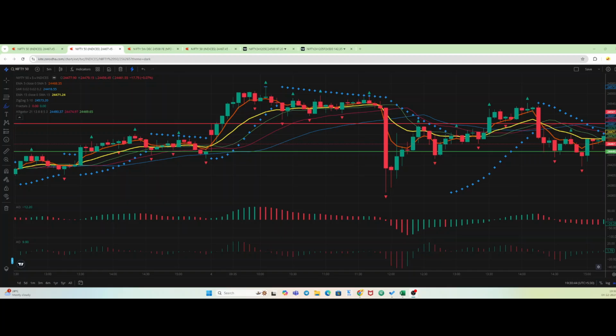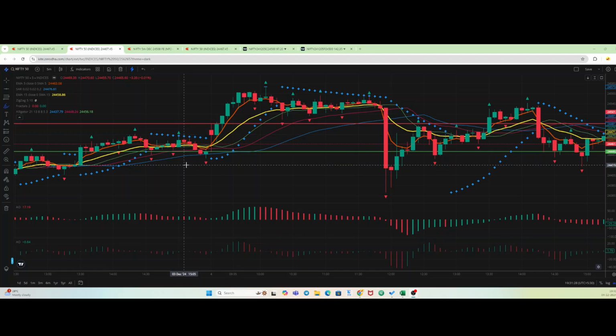Now you are seeing on the screen Nifty 50, the 5-minute chart. I am marking the top and bottom of the first 5-minute candle. We have to wait for the closing of the first 5-minute candle. It closed around 24,479. Now the second candle is bullish and engulfs the first candle. That is a signal of today's bullishness.